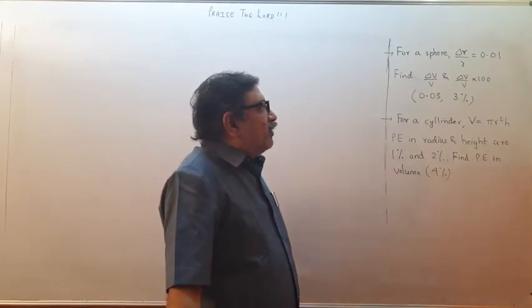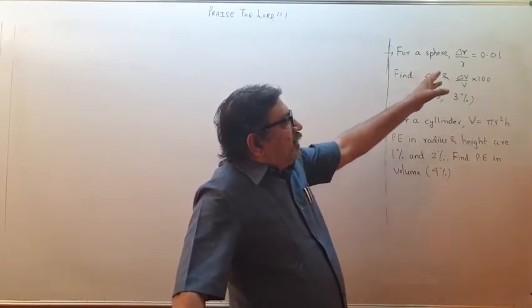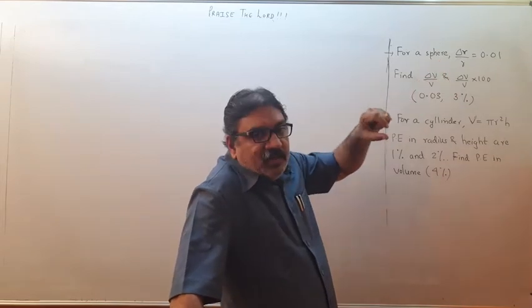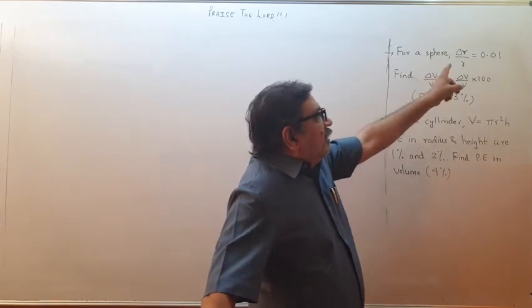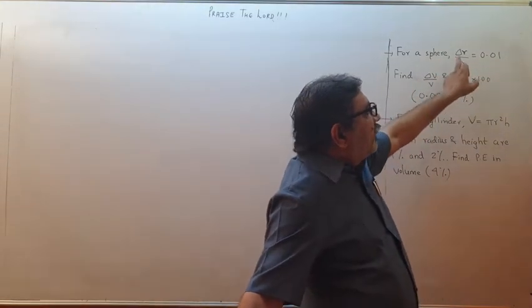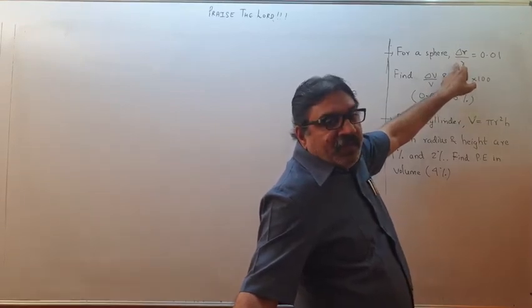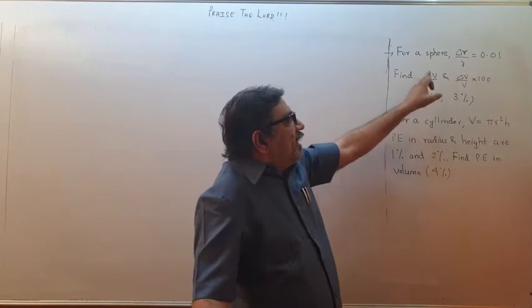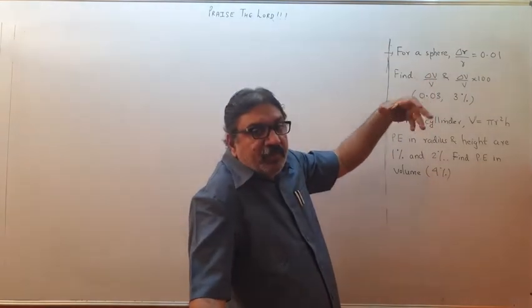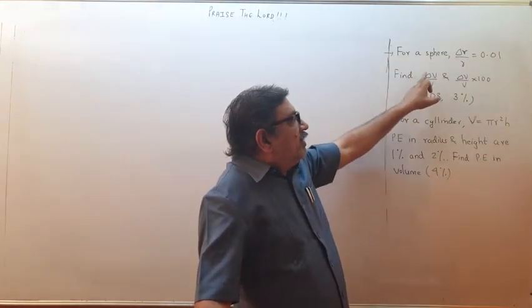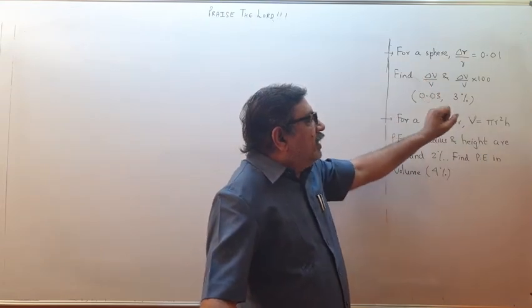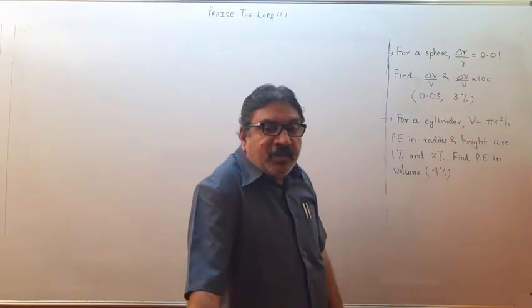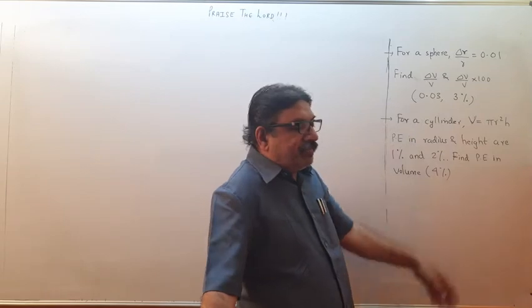Two questions I have written for you. For a sphere, delta r upon r, where r is the radius, is 0.01. This is the relative error in radius, 0.01. Find delta v upon v, where v will be the volume. So this is the relative error in volume, and this is the percentage error in volume. We have to find two things.